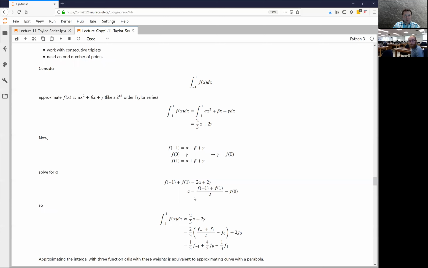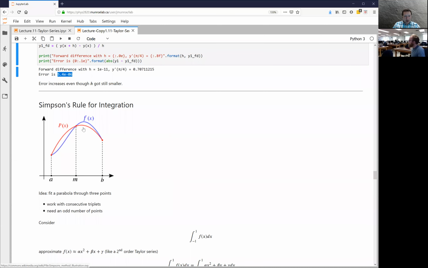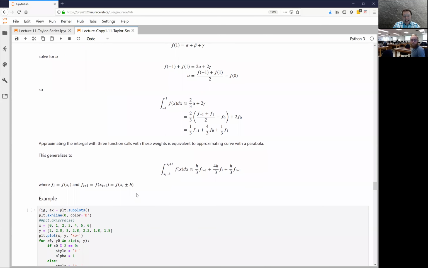What that means is to figure out the integral from -1 to 1 of any function by approximating it as the parabola that goes through the points f of -1, f of 0, and f of 1, that can always be done as 2/3 times this quantity plus 2 times this quantity. This is an approximation, the area under a parabola that goes through 3 points. Given a function that I know at points -1, 0, and 1, the area under that integral can be found.